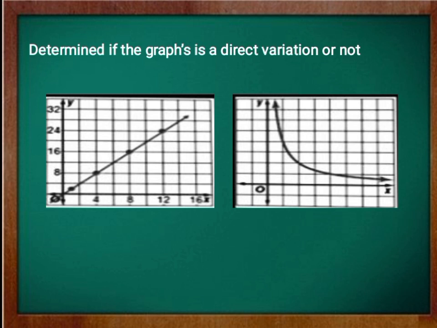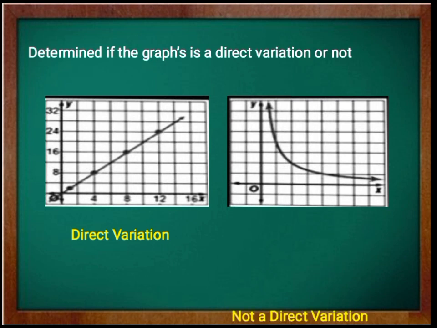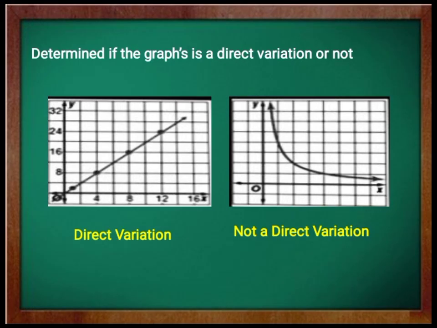So it concludes that the first graph we have is a direct variation, and the second graph is not a direct variation because this is not a straight line and it does not intersect at (0, 0).